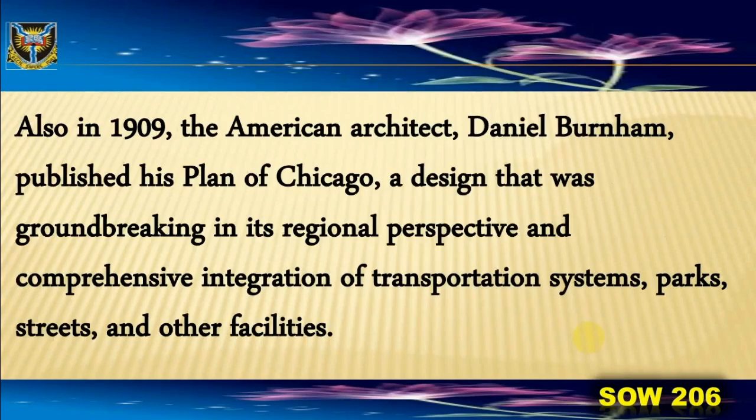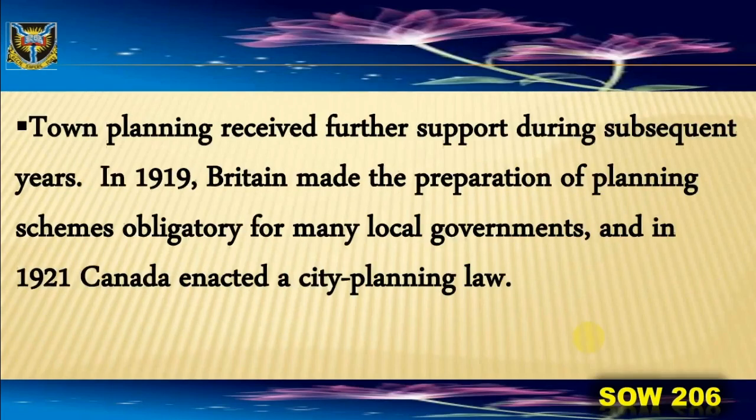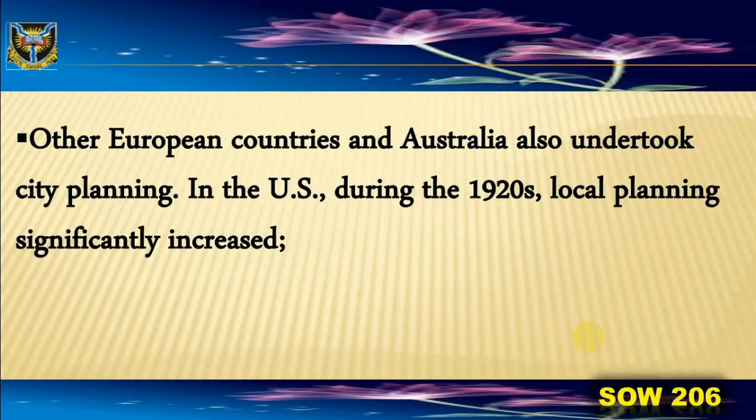Also in 1909, the American architect Daniel Burnham published his plan of Chicago, a design that was groundbreaking in its regional perspective and comprehensive integration of transportation systems, parks, streets, and other facilities. Town planning received further support during subsequent years. In 1919, Britain made the preparation of planning schemes obligatory for many local governments, and in 1921, Canada enacted a city planning law. Other European countries and Australia also undertook city planning.